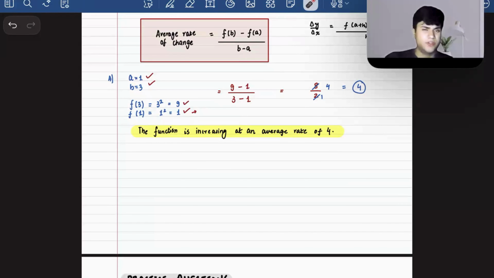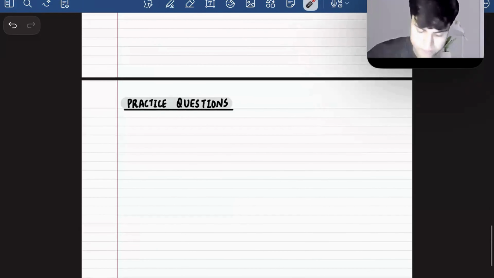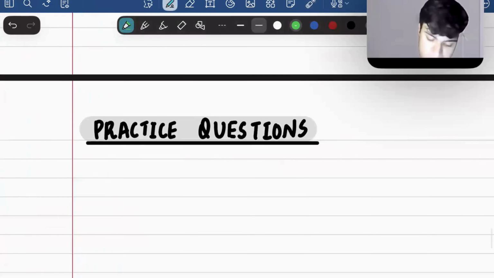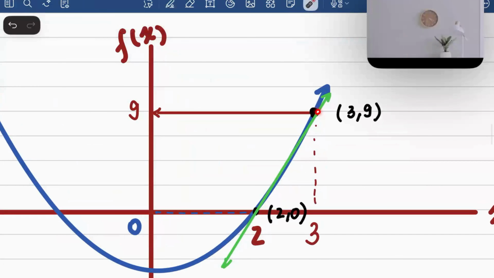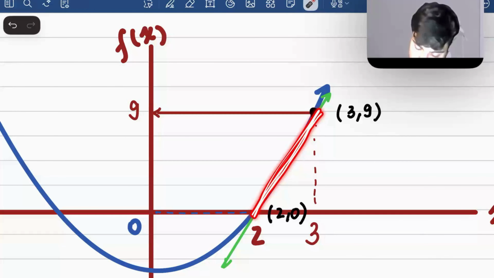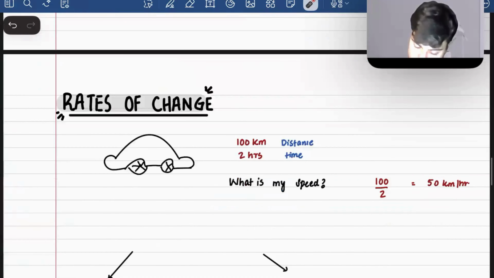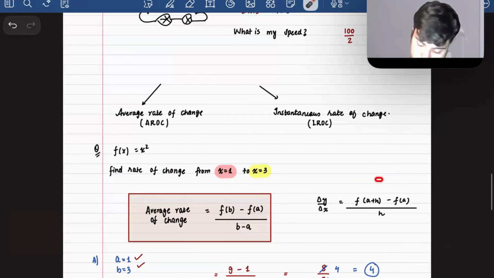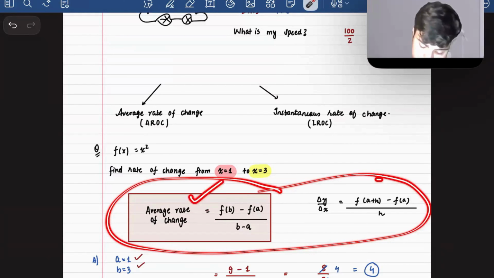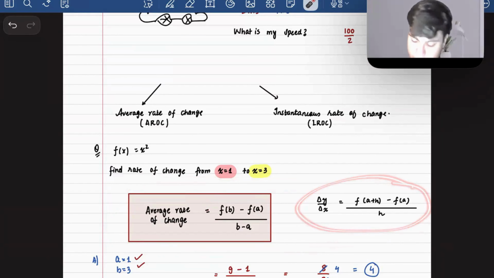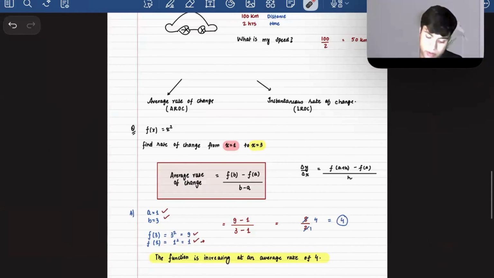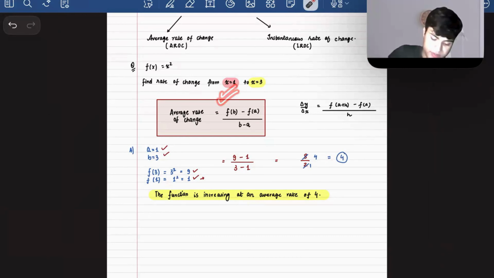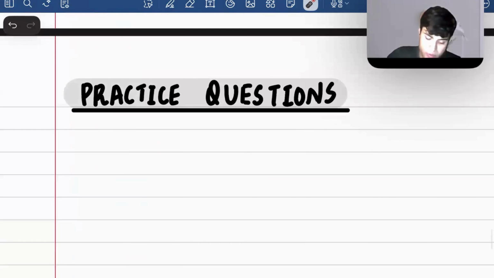Let's start some guided practice questions. On the graph, this is how it looks. We use a secant line to measure average rate of change. Generally, we utilize these formulas. I prefer this formula. It's the same as the formula you'll find in your textbooks if you're going through the Nelson textbook, but I find this more simple and straightforward.